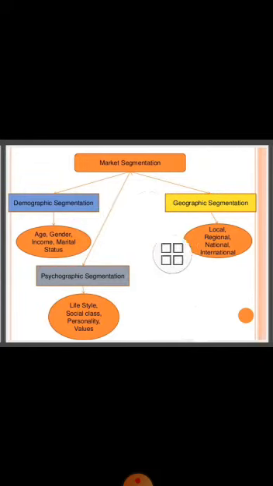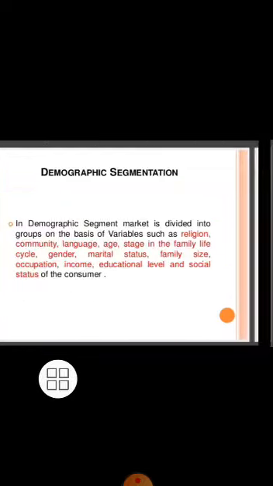So now let's see how we can do market segmentation. How many ways are there to divide the market into segments? We have three ways. Demographic segmentation, which is on the basis of age, gender, income, marital status. Then we can divide the market into segments on some psychographic basis, like their lifestyle, social class, personality and values. And the last method could be geographic segmentation, like local, regional, national, or international. And now we will discuss them in detail.